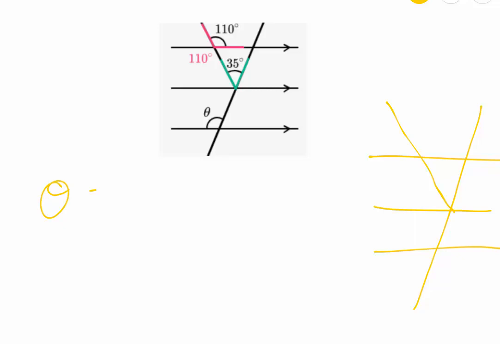Now, the one thing that I want to pay attention to, let's just go back and focus on one line that's cutting through these three here. Let's take a look at one of these situations. I'm going to pay attention to these two angles that we have on the inside here.